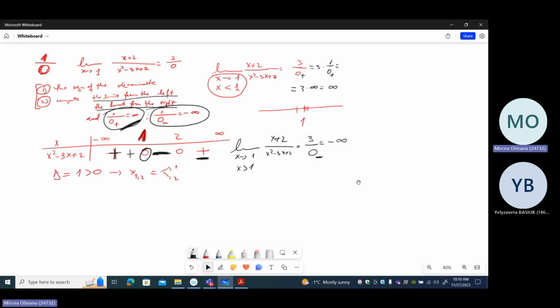Now, the theory says that if the limit from the left and the limit from the right are not equal, the limit doesn't exist. So the limit as x tends to 1 of x over x plus 2 over x squared minus 3x plus 2 does not exist.